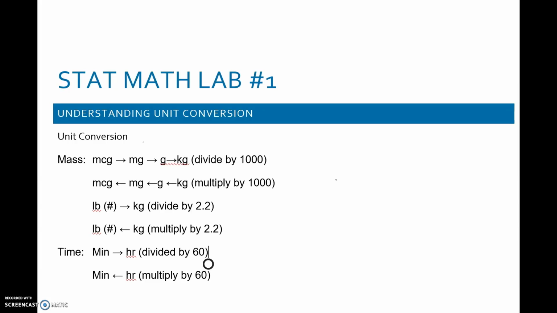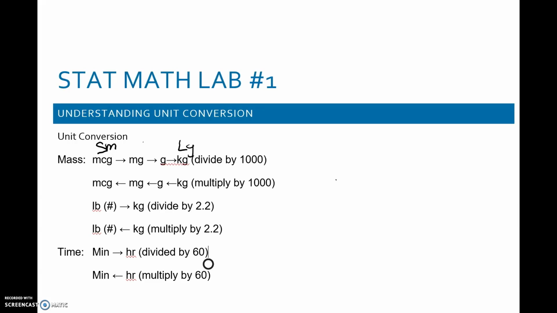So when we look at mass that nurses deal with, we usually look at micrograms, milligrams, grams, and kilograms. Micrograms are the smallest, and then the kilograms are the largest. So if we want to go from the smallest units to the largest units, we'll have to divide by 1,000.